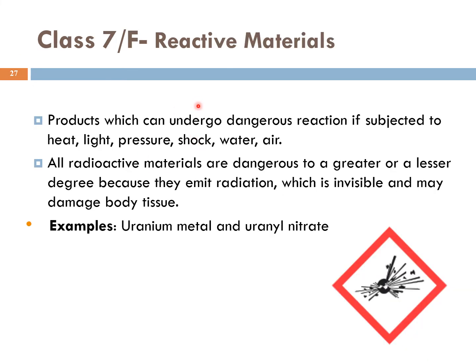Class 7 contains reactive materials and products which can undergo dangerous reaction if subjected to heat, light, pressure, shock, water, air. All radioactive materials are dangerous to a greater or lesser degree because they emit radiation which is invisible and may damage body tissue. So uranium metal and uranyl nitrate. So these all reactive materials fall under class F or 7.